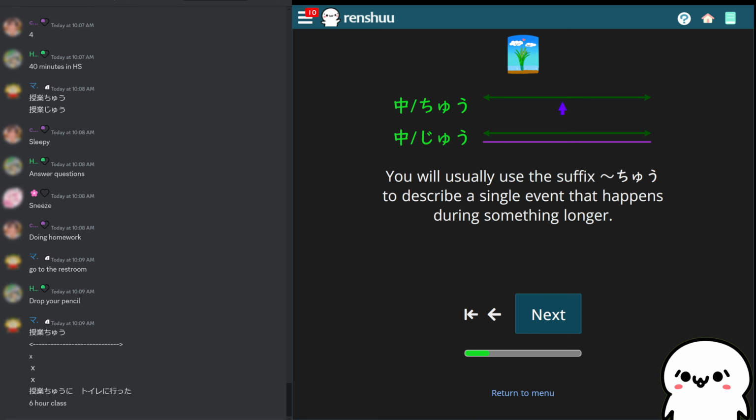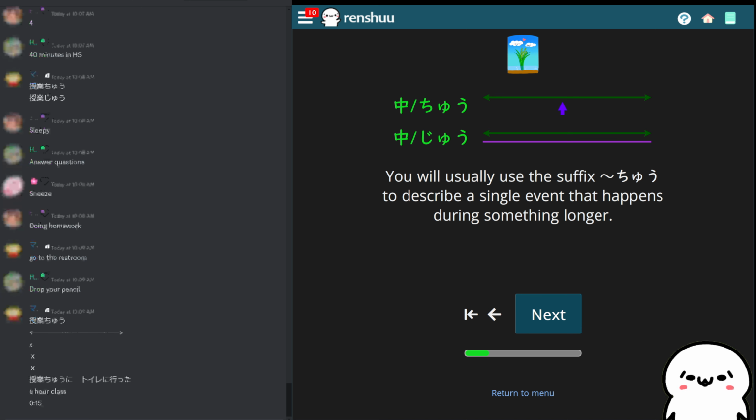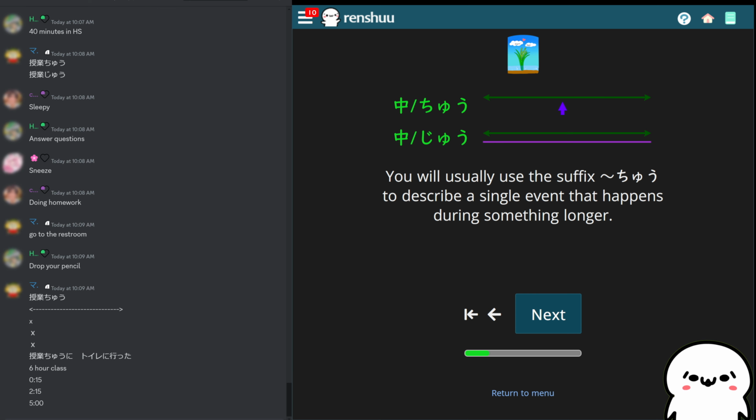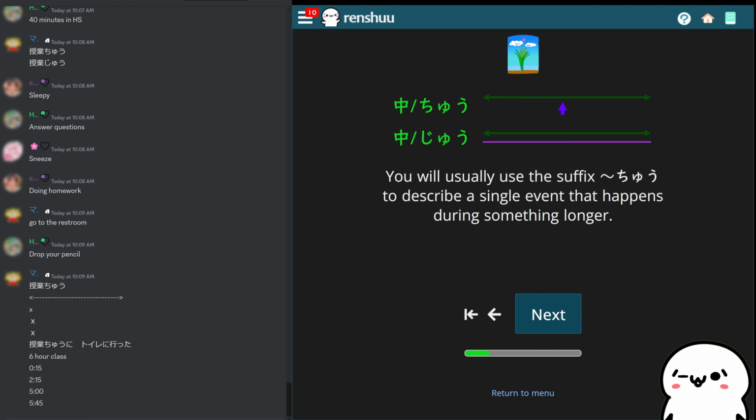This 授業中に, this could refer to 15 minutes in. It could be 2 hours and 15 minutes in. It could be almost at the end. Any of these, if these are like amount of time, any of these could be 中に. So 中に refers to something that happens inside of a longer event. You know, inside of this class, something happens.